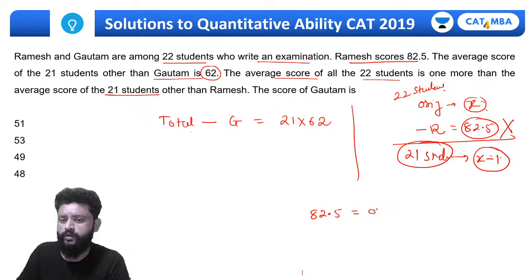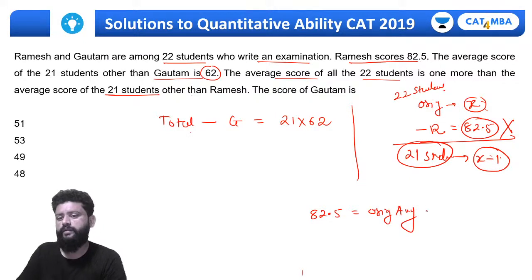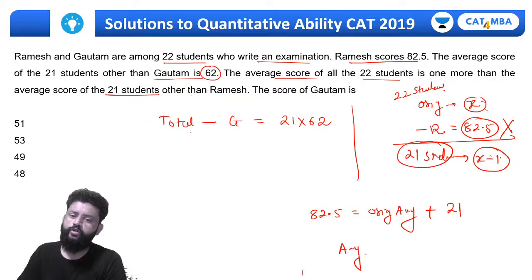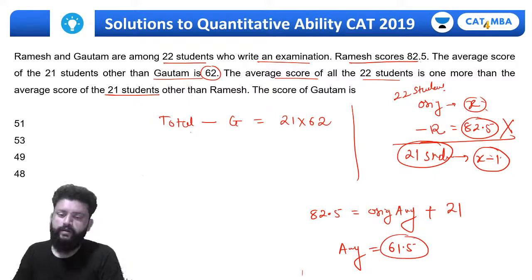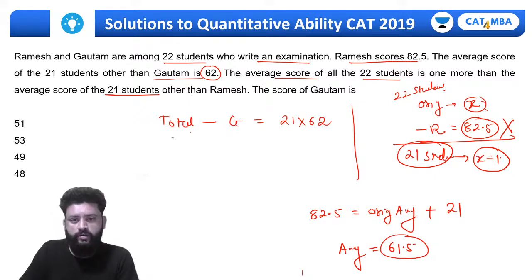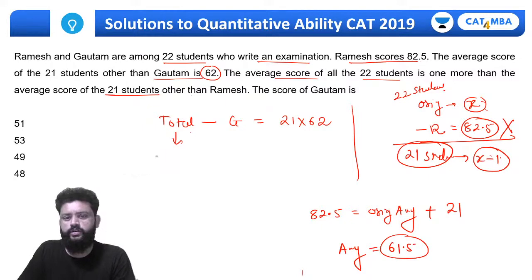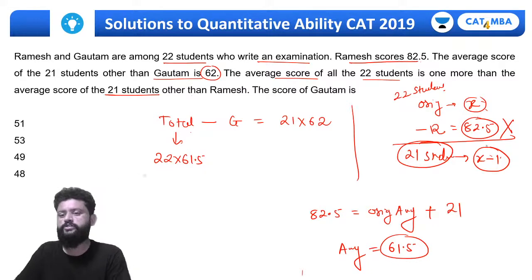must be the original average plus 21. So the average score of the total class we get here is 61.5. Okay, so now you can get the total score, 22 into 61.5. Hopefully all of you understood this, guys.